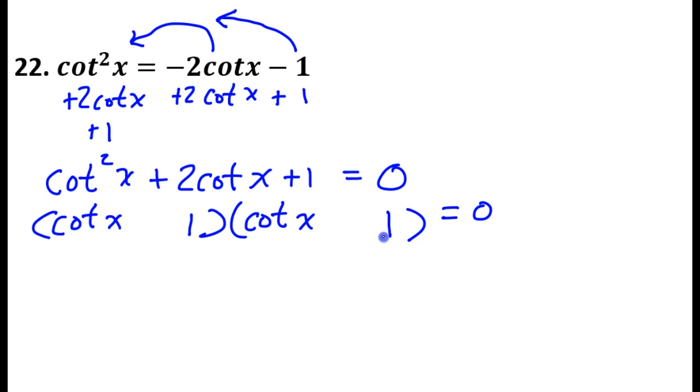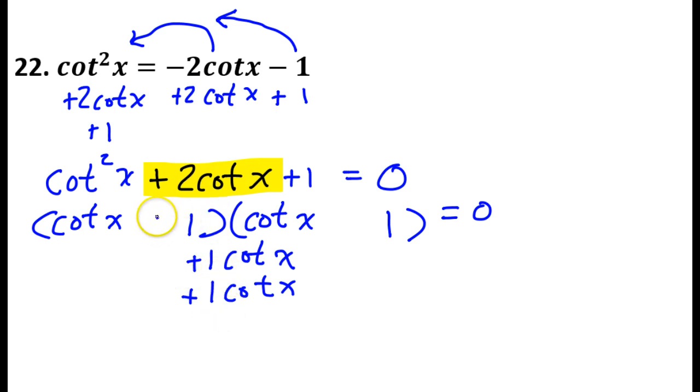Inner plus outer must equal the middle. So inner, I have 1 cotangent x, and outer, I have 1 cotangent x. I'm trying to equal the middle, which is 2 cotangent x. I can make that happen if I allow both of these to remain positive. Positive 1 and positive 1 make positive 2, which means that both of these will be positive.